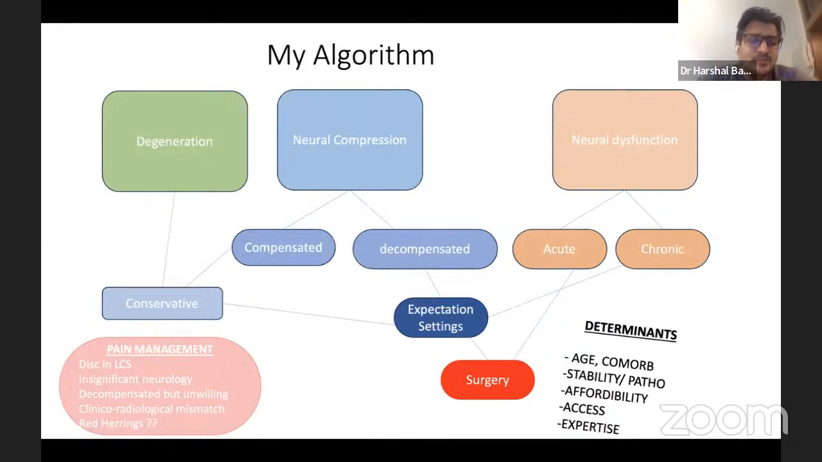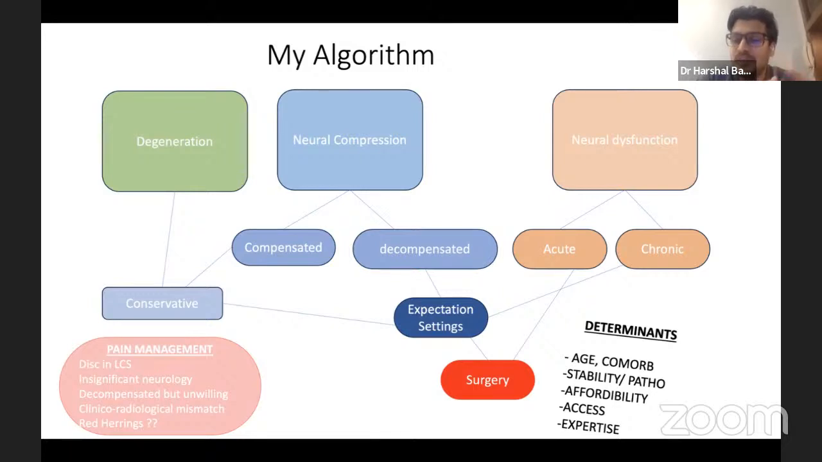In degenerative cases, I typically conserve when there's no major neural compression but the patient is symptomatic. When there's neural compression and the patient is compensated, I will conserve. When decompensated, I will talk to him and find his expectations. If I'm able to fulfill them, I'll offer him surgery. If not, I'll conserve, and that is where pain management sometimes comes in. When there's an acute neural dysfunction, I might offer surgery. If it is chronic, again the same principle: expectation setting, conservative versus surgical treatment.